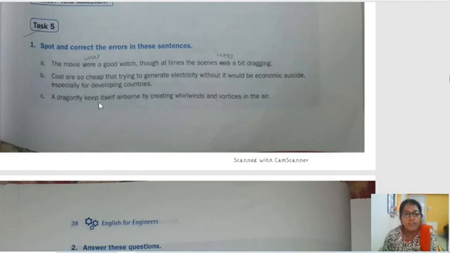And a dragonfly keep itself airborne by creating whirlwinds and vortices in the air. So what is the error here? It's not keep, it's keeps. This is what subject-verb agreement is. What does it tell you? What is a subject-verb agreement actually? A subject should agree with the verb and a verb should agree with the subject.